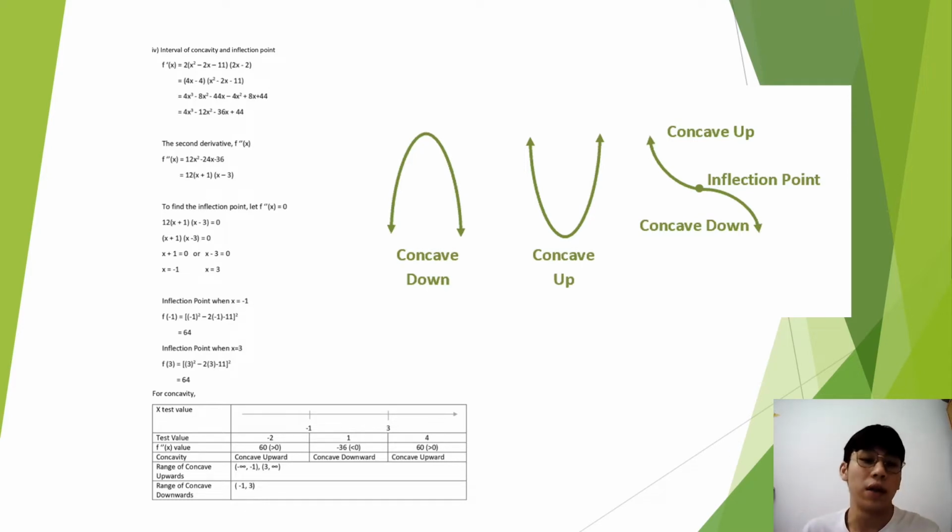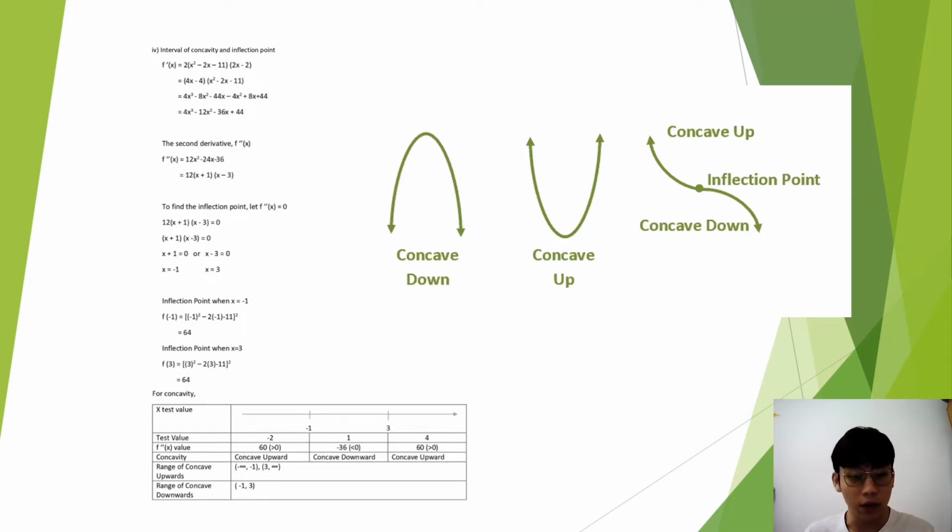In order to find the inflection point, we let the second derivative equal 0 so that we can find the roots of the second derivative equation, which gives x equals minus 1 and x equals 3. After we have the x values for the inflection points, we find the y values. We sub negative 1 into the original equation to get 64, and x equals 3 we sub into the equation and get 64 again. So the inflection points are negative 1, 64 and 3, 64.